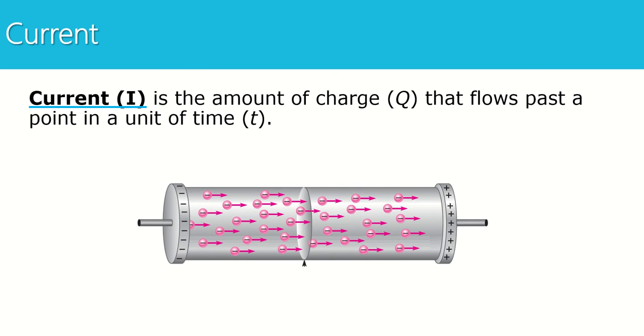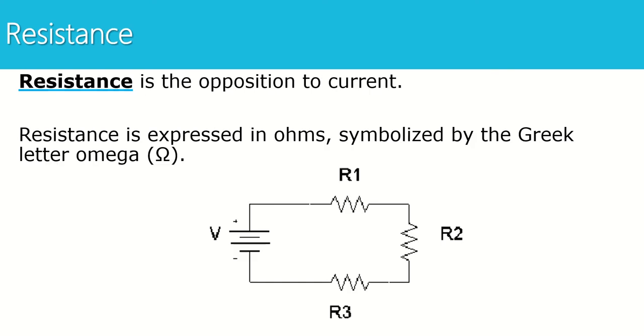Remember, current is a flow rate represented by capital letter I. Resistance is the opposition to current. It is expressed in ohms, symbolized by the Greek letter omega. When drawing a schematic for a circuit, our symbol for resistance looks like this. Our symbol for a DC voltage source looks like this. And these wires represent connection points from one element of the circuit to the next, and the wires are where current will flow from one element to the next.